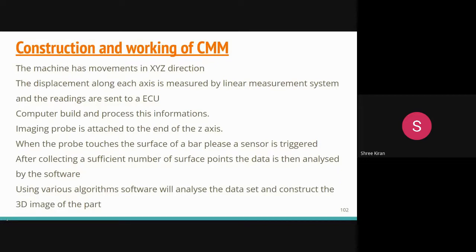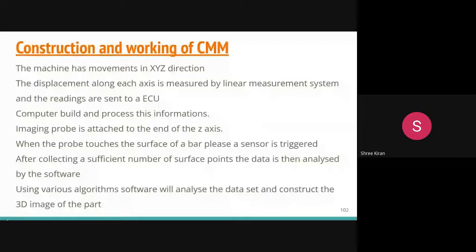So in the construction and working of a CMM, the machine has movements in XYZ directions, where the displacement along each axis is measured by the linear measurement system, and the readings are sent to the ECU. Then the computer builds and processes this information. The probe is attached to the end of the Z axis.